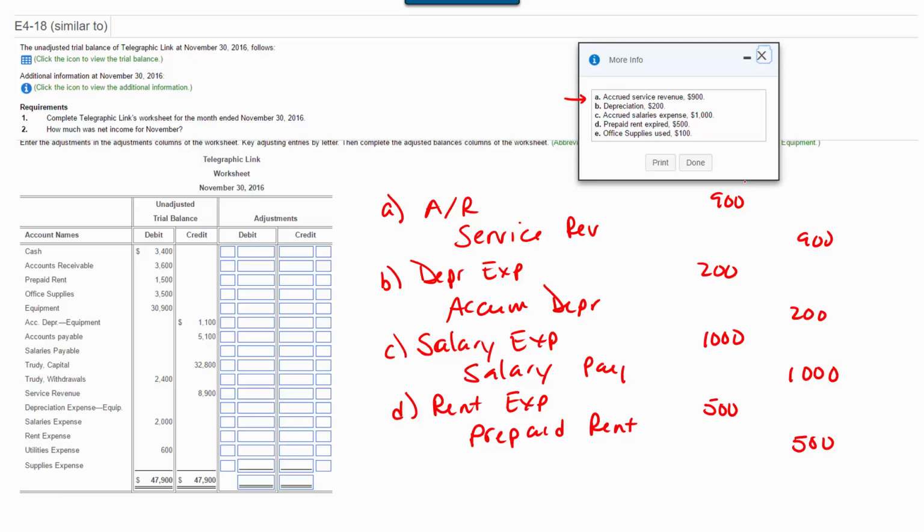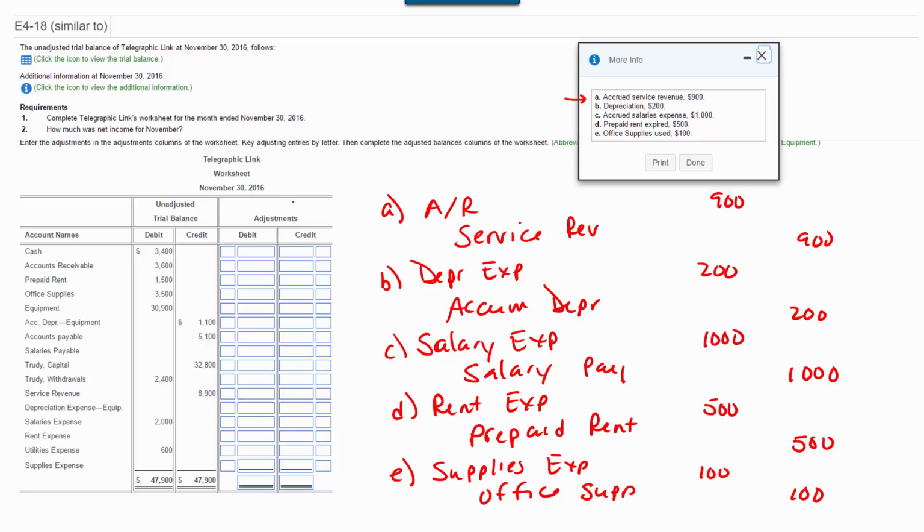And the last one, office supplies used. So I don't have to do any subtracting on this one. That is the amount of the adjustment. So that's transaction E. And I am going to debit supplies expense for $100 and credit the asset, office supplies, for $100.